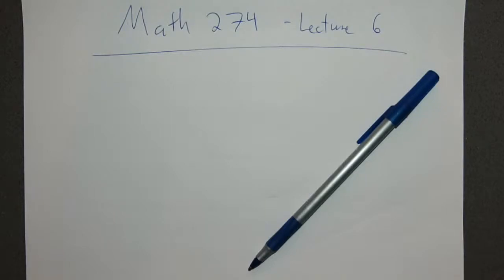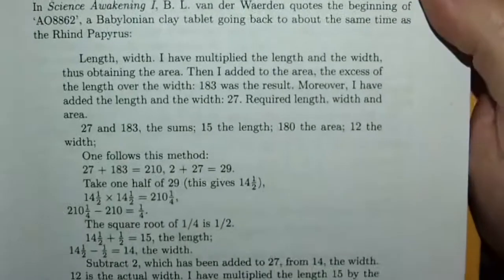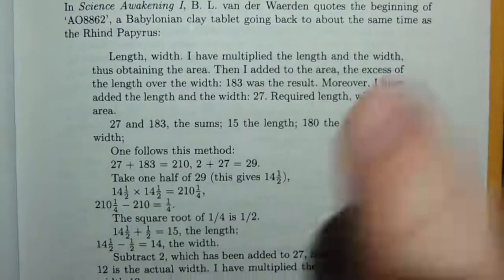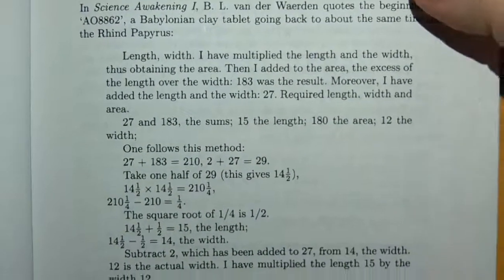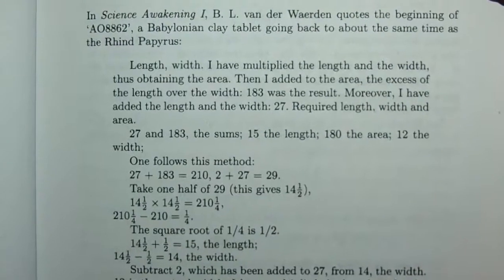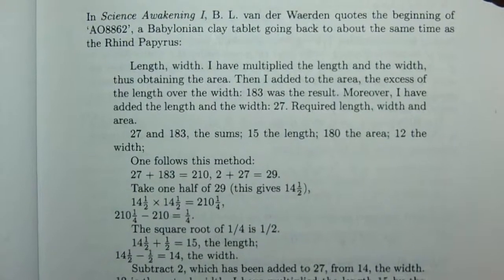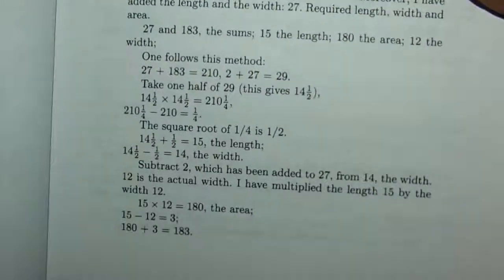Another thing, before moving on to the Greeks, I wanted to read an example here and go through it. So this is another example of Babylonian math, directly from the textbook. This is from a Babylonian clay tablet titled AO8862. And this is from apparently about the same time as the Rhind Papyrus that we covered when we talked about Egyptian math. And here's just verbatim what this tablet contains.